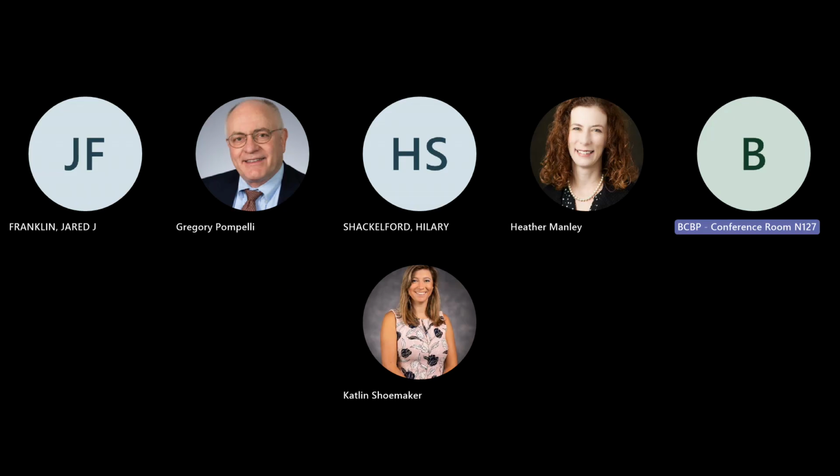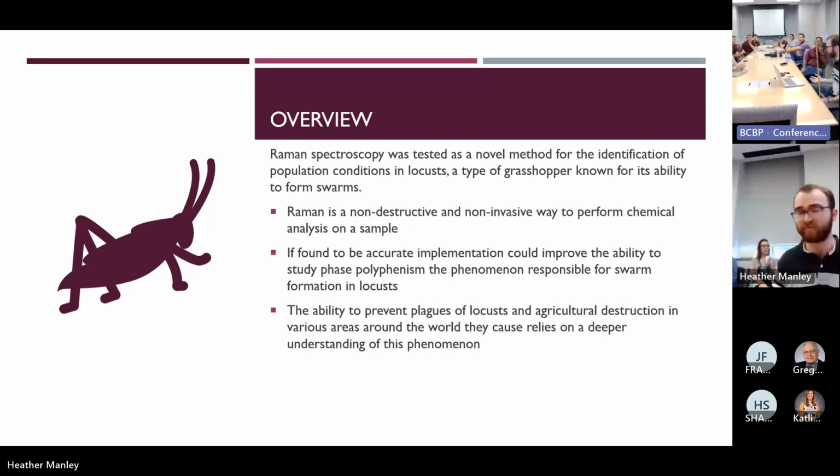The ability to study phase polyphenism, which is the phenomenon responsible for the swarm formation in locusts, and the ability to prevent plagues of locusts and the agricultural destruction that they cause in various areas around the world relies on a deeper understanding of the phenomenon. It's not extremely well understood, and to be able to understand the transition from non-swarming to swarming, which causes the agricultural destruction, will improve our ability to prevent it.